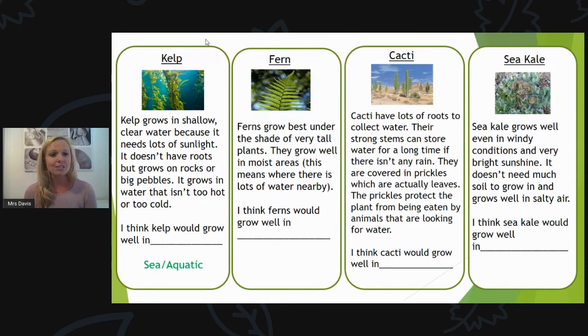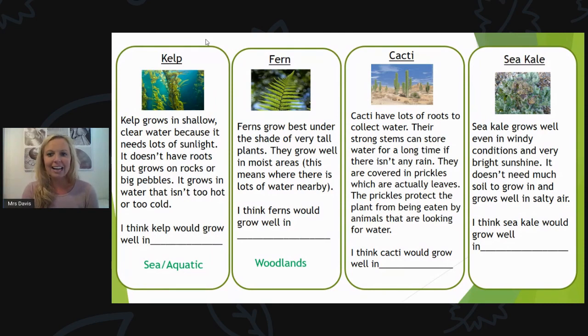Okay, it doesn't have those roots, does it? And it grows in the sea, in clear waters. So what about ferns? Best in the shade of a tall tree in moist areas, so lots of water. Where did we think for ferns? Did we get woodlands? Hopefully we did. If not, like I say, it doesn't matter. Remember, you can always just put a little neat line through it and write the correct answer.